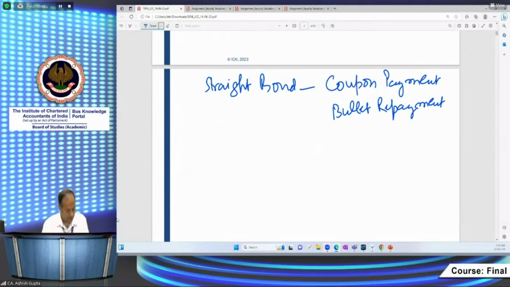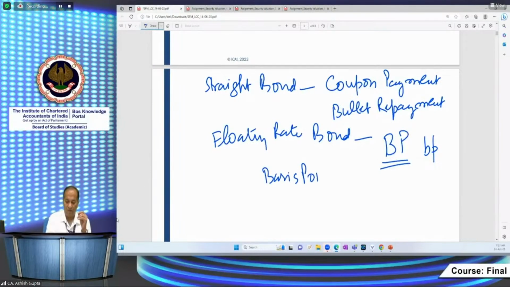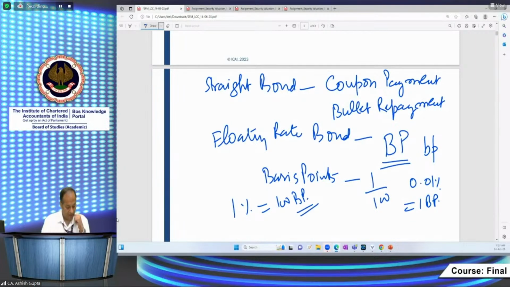Now, we have discussed floating rate bonds. What do we mean by floating rate bonds? It is when the interest is not fixed, but rather linked to some benchmark rate of interest. So it can be MIBOR. Now MIBOR and LIBOR are no more. It can be the bank rate, or the prime lending rate, or the repo rate plus some basis points. If you recall, I discussed basis points. Basis point, BP, means 1 divided by 100 percent, that is 0.01 percent is equal to 1 basis point. So whenever we talk about 1%, it is always equal to 100 basis points. All that we have discussed there.